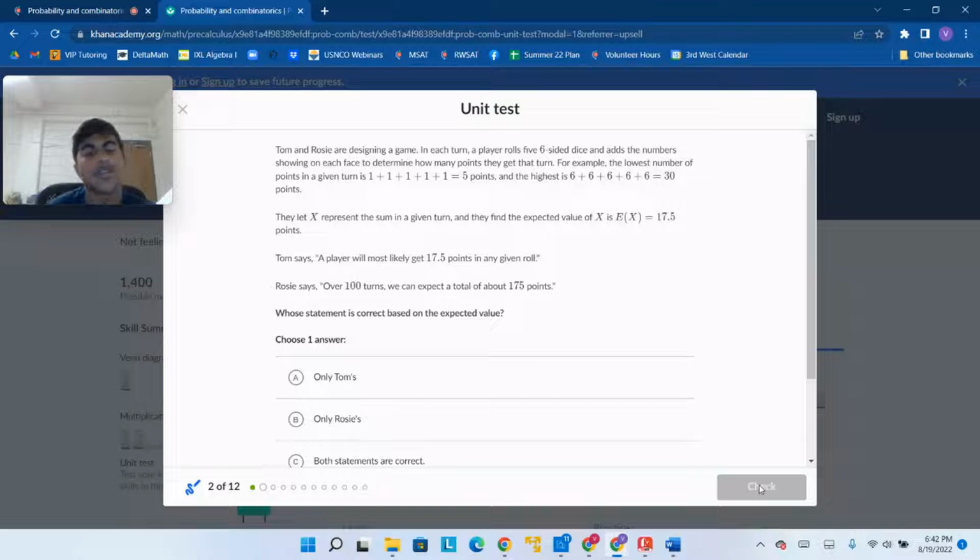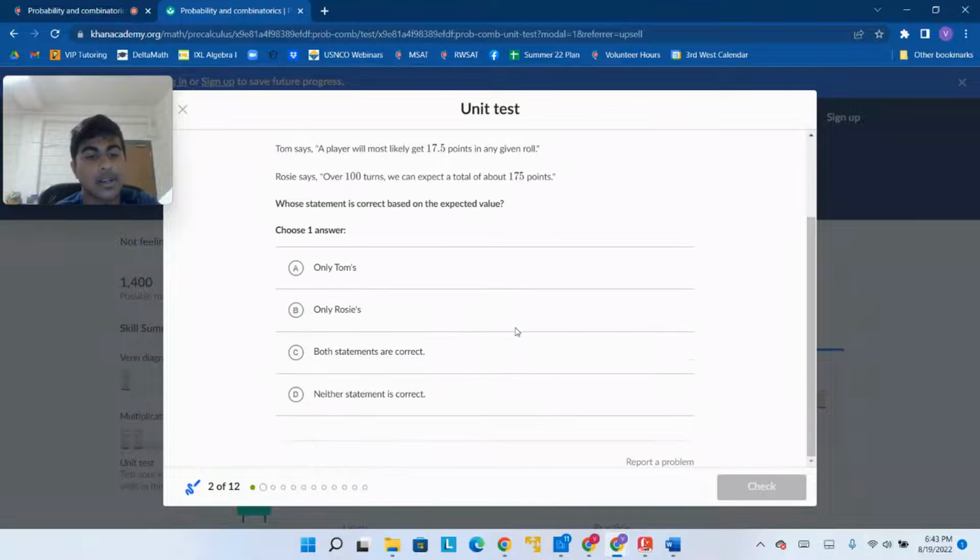Then Rosie says over 100 turns we can expect a total of around 175 points. Well, we have 17.5 points per turn, so over 100 turns, 17.5 times 100 is 1,750. That's not 175, that's a lot different, right? So neither of these statements is correct, and our answer is D. Let's keep going.